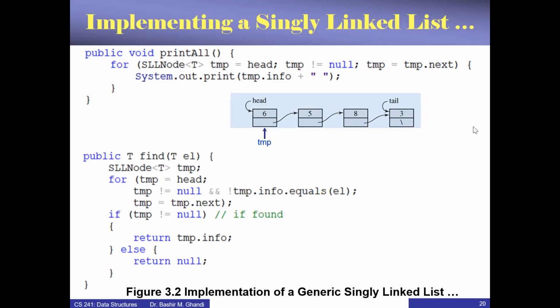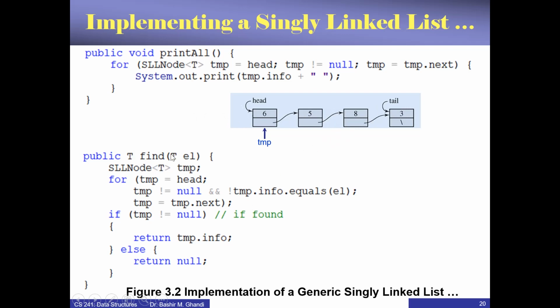Next method is find. We want to find if a particular node is in the list and return it if it is in the list. So for example, if you say find 8, it will find the 8 in the list and return it. Find 3, it will be able to find 3. But if you say find 20, obviously there is no 20 in the list, so it's going to return null.